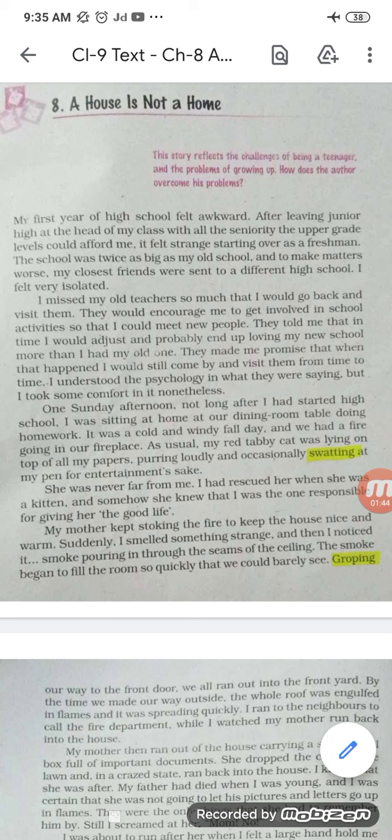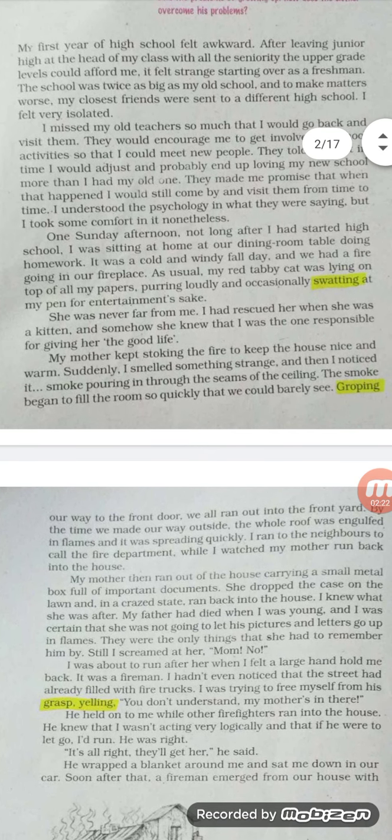So as usual, my red tabby cat was laying on top of all my papers. He has a pet cat, and that cat is sitting there on top of his papers, purring loudly. Purring means creating some sound, and occasionally swatting means hitting something. So the cat was hitting his pen for entertainment. It was hitting the pen of Jan. So it is a very normal paragraph. Just the situation has been explained here.